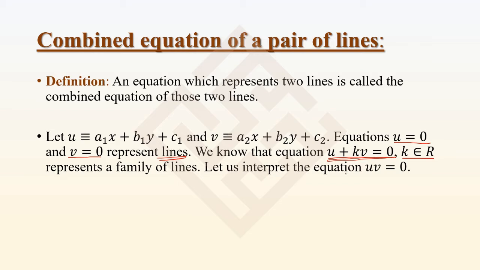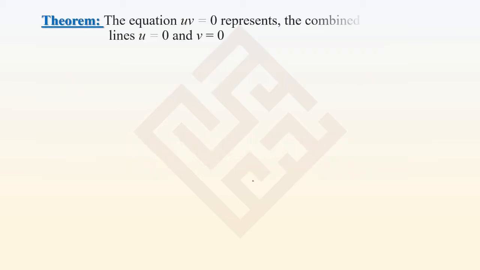Now this year we are going to study the equation u into v is equal to 0. So let us see what is the interpretation of the equation u into v is equal to 0. The theorem is, the equation u into v is equal to 0 represents the combined equation of the lines u is equal to 0 and v is equal to 0. So we are going to prove that this equation u into v is equal to 0 is the combined equation of two lines, that is u is equal to 0 and v is equal to 0.